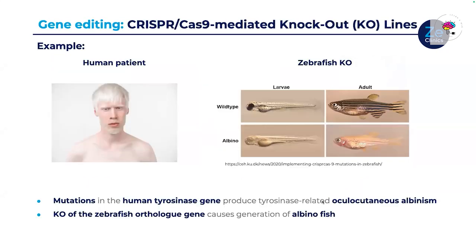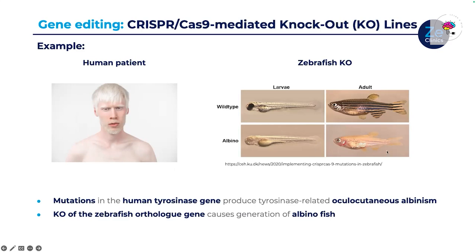Well, as easy as that, we use CRISPR-Cas9 mediated knockout. So we have a human patient. In this case, it's a very easy case: oculocutaneous albinism. We take the same mutation, in this case in the tyrosinase gene. Then we target this gene with the CRISPR-Cas9 system. So we target the zebrafish ortholog of the human gene, and then we would obtain albino fish.